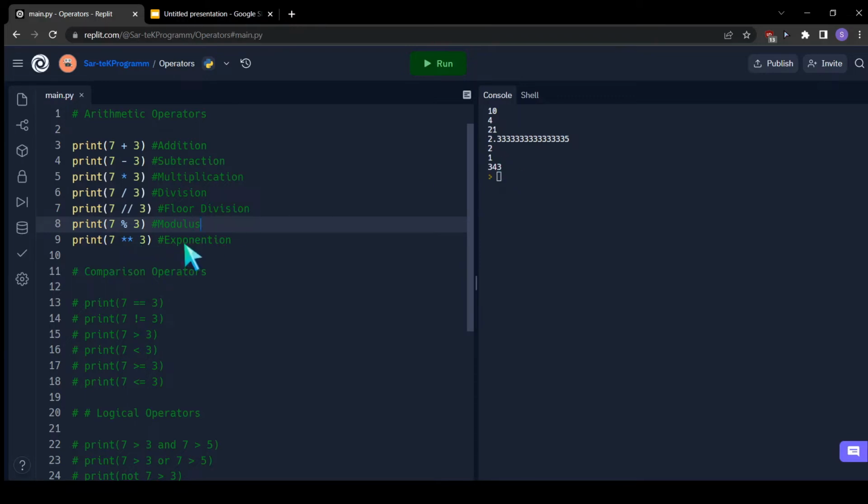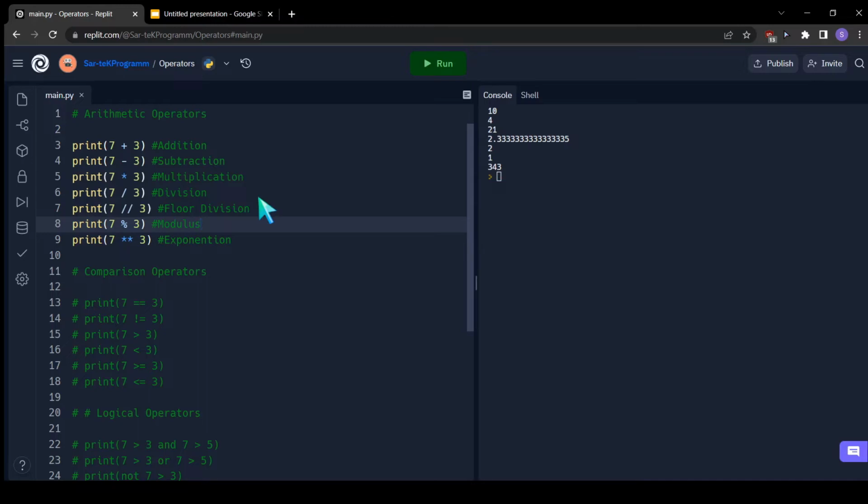And this is exponential, 7 to the power 3. We have used 2 asterisks. 1 asterisk means multiplication, 2 asterisks means exponential. Likewise, 1 slash means division, and 2 slashes means floor division. Don't get confused in these two, right? So here 7 to the power 3 means 7 cube, which is 7 multiplied by 7 multiplied by 7, and we know the answer, it's 343. And so these are the arithmetic operators in Python.